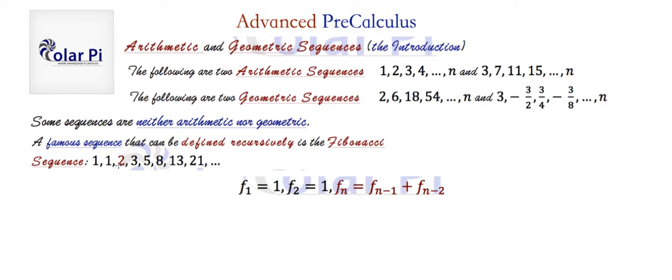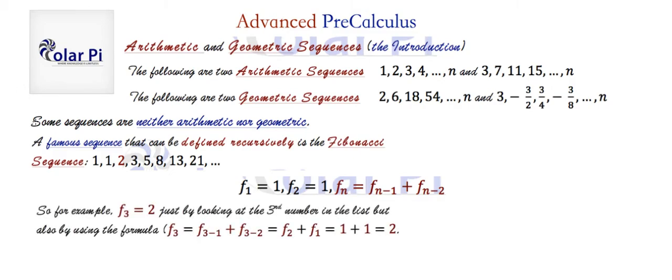So, for example, the third term, f3, is equal to the second term plus the first term. So when n is equal to 3, this would say n minus 1 or 2, so f2 plus f1. So f3 is equal to f2 plus f1, and that's the case here. This 2 here is the third term, and it's equal to the second term plus the first term. And that's true of any of the nth terms in the Fibonacci sequence. They're equal to the sum of the previous two terms. Yeah? Okay, cool.